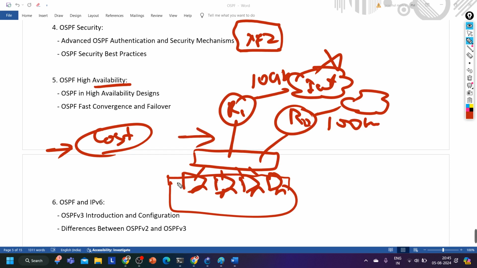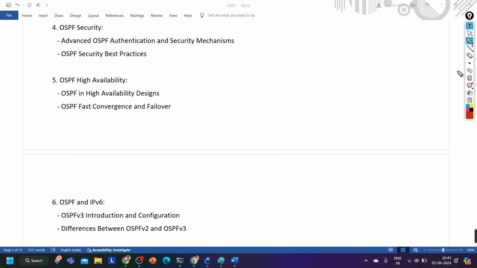So in this scenario, you need to implement OSPF in such a way that OSPF always forwards traffic towards ISP1. But if ISP1 goes down, or this link goes down, or the router goes down, OSPF will automatically start forwarding traffic towards ISP2. So there is a concept of OSPF in high availability design. How to design for high availability. After that, OSPF fast convergence and failover, like I told you, failover.